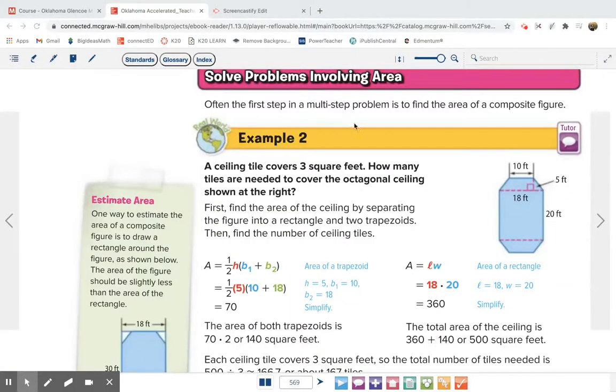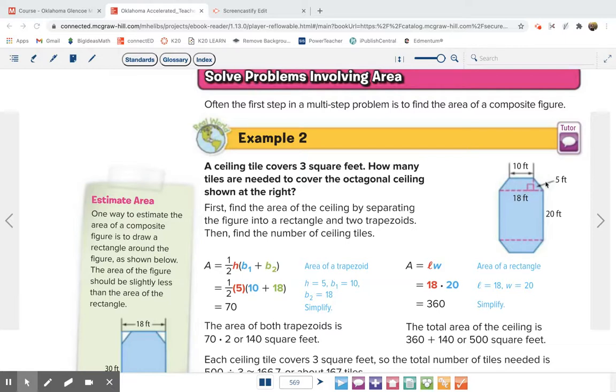Okay, often the first step in a multi-step problem is to find the area of a composite figure. So this one is a real-world example. It says a ceiling tile covers 3 square feet. How many tiles are needed to cover this octagonal ceiling shown to the right? Okay, so first let's find the area of this octagonal shaped ceiling. If you notice, we could cut it in 2 places, and then that would be a trapezoid, another trapezoid that looks the same size, and then a rectangle in the middle.